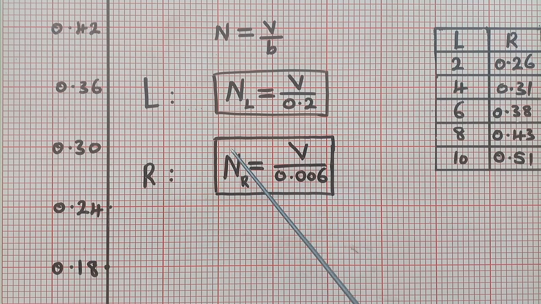For the vertical axis, capital N for it is equal to V over 0.006. These are the formulas for locating these values on their respective axes. This is a formula for locating these values on the L axis. This is a formula for locating these values on the R axis. Let us append these formulas at the end of each axis so that we constantly refer to them as we locate all these values.